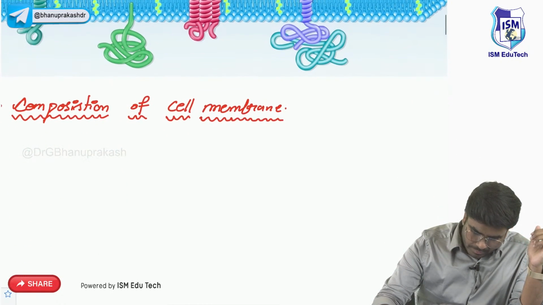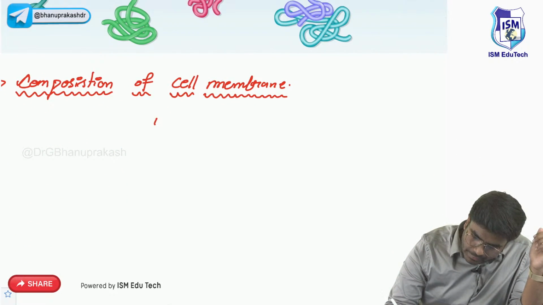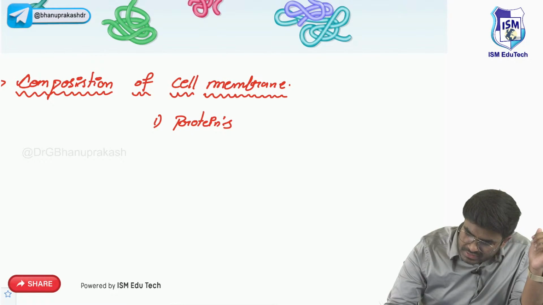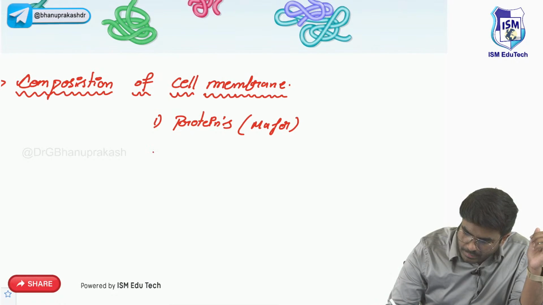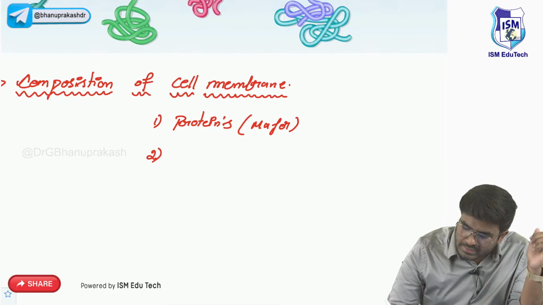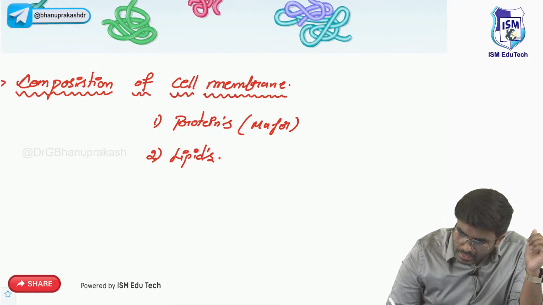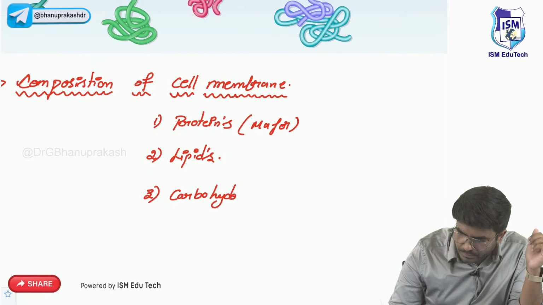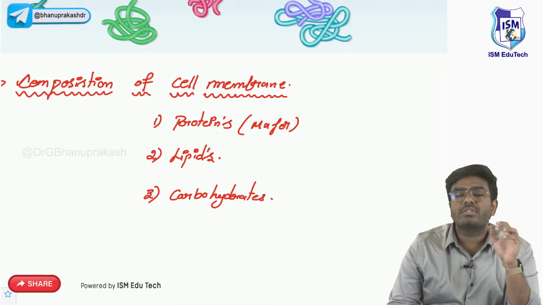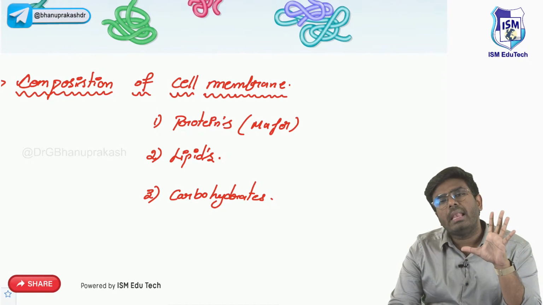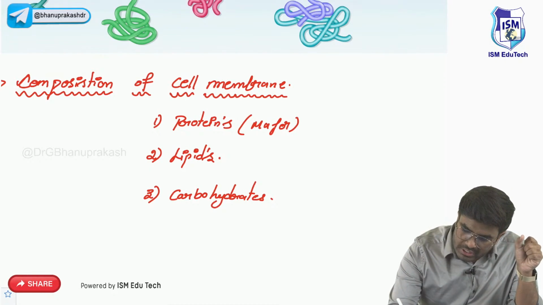The composition of cell membrane is such, it's mainly made up of proteins. The major component in a cell membrane is protein, and this is a very important MCQ. After proteins, there are lipids. Don't worry, I will show you lipids and carbohydrates. So cell membrane is made up of proteins, lipids, and carbohydrates.